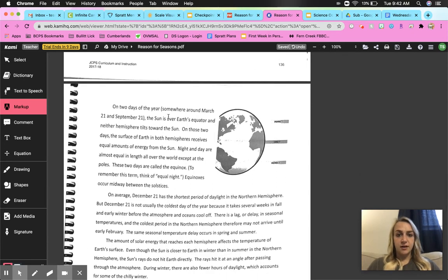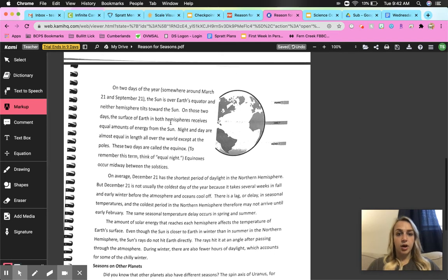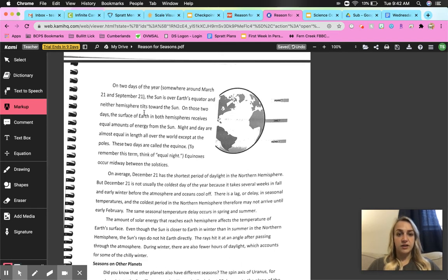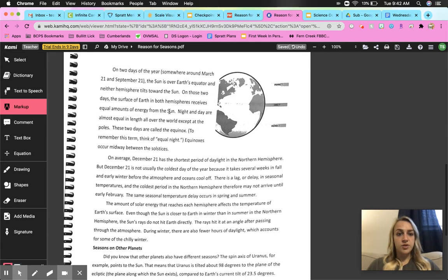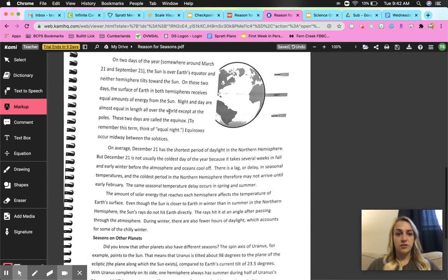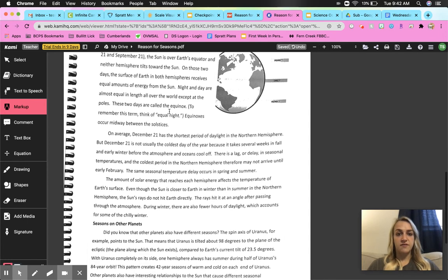On 2 days of the year, somewhere around March 21st and September 21st, the sun is over Earth's equator and neither hemisphere tilts toward the sun. On those 2 days, the surface of Earth in both hemispheres receives equal amounts of energy from the sun. Night and day are almost equal in length all over the world except the poles. These 2 days are called the equinox.